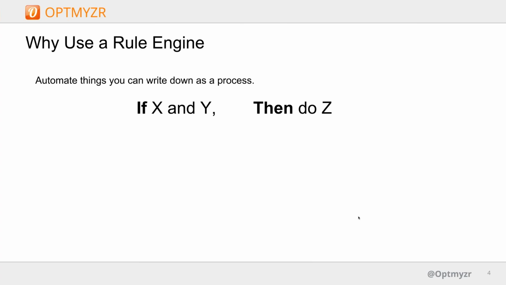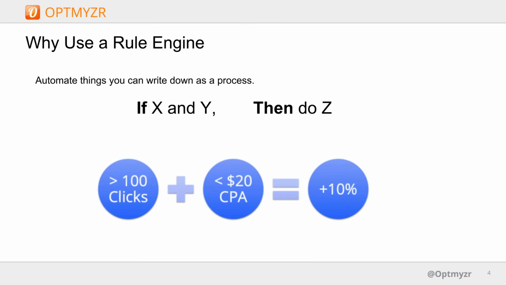So if you can say, if X and Y, then do Z. That's what a basic rule engine would be. So in the context of pay-per-click, what this means is we would look for any keyword that had at least 100 clicks and that had a cost per acquisition that was lower than the target that we have of $20. And if that was the case, then we might want to increase the bid by 10%. So that's a very simple example of a rule.